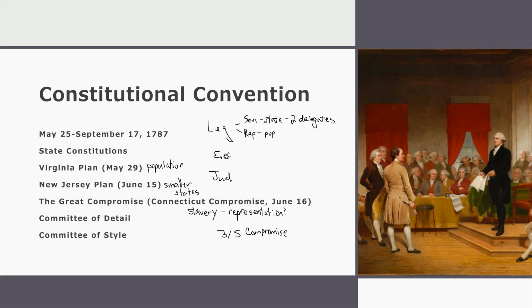Once this had been determined, all that was left to do was to work out the details and write the document. The Committee of Detail was established on June 26th, and they went through and dealt with all the nuts and bolts in terms of language. After that, on September 10th, the Committee of Style put the finishing touches on it. Kind of did the proofreading, gave it a little bit of style. And then finally on September 17th was the final day when the Constitution was read aloud and the vote taken.